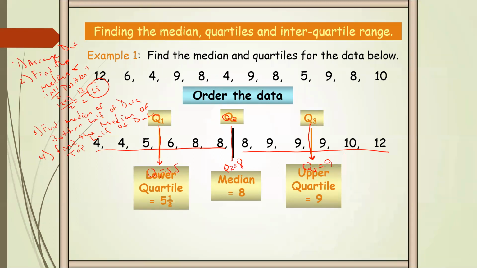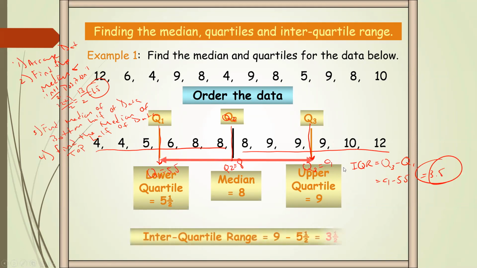So now we can find the interquartile range. Okay, so the range of the middle 50% of data. So that's just Q3 minus Q1, or 9 minus 5.5, or 3.5. All right, makes sense how I did that real quickly?